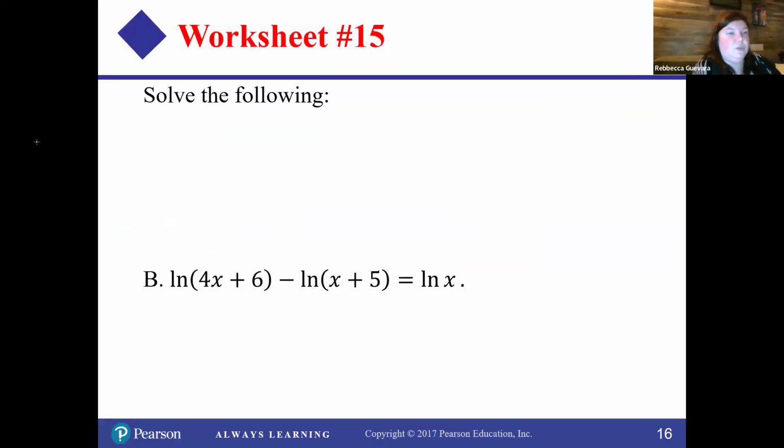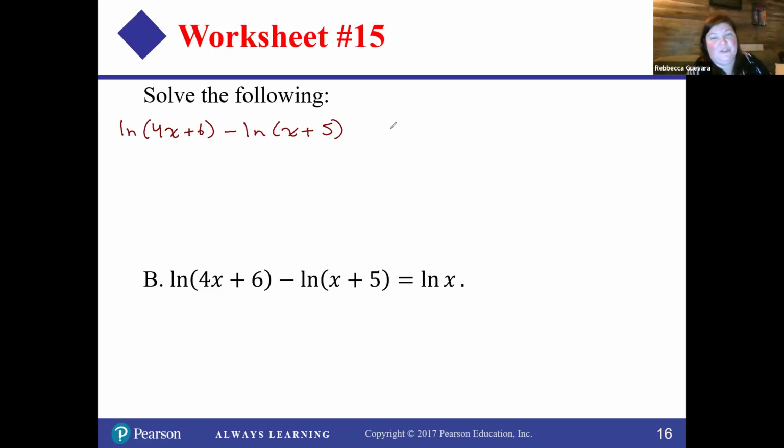All right, so looking at B, we're going to rewrite this. There's a couple ways we can actually solve this, but following our rules, we said we want to combine all our logarithms into a single logarithm.